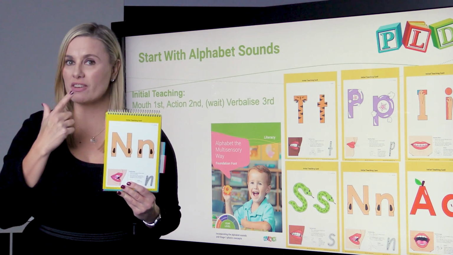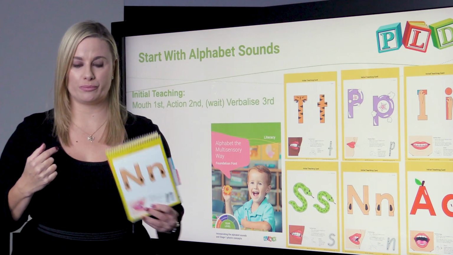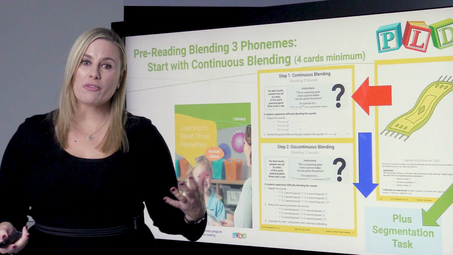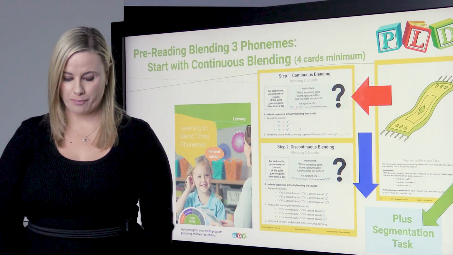What is this sound? Where's your tongue? Back of your teeth, ready? N of nose. Good. Next we're moving to our pre-reading skill, which is learning to blend 3 phonemes.